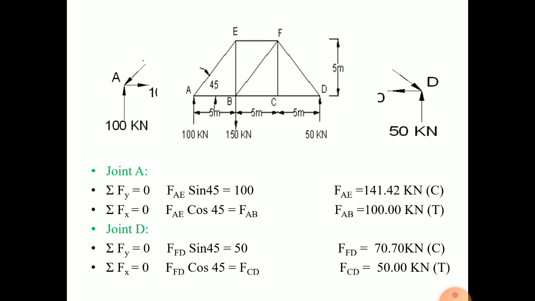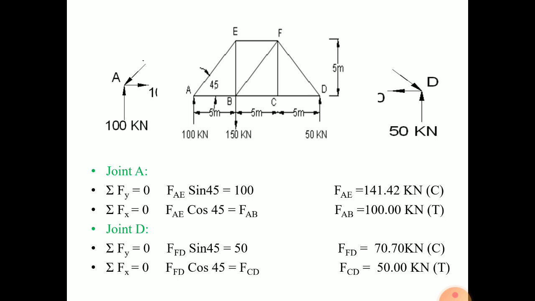First I will take joint A. Taking the sum of all the forces vertically equal to 0, we have FAF is equal to 141.42 kilonewton, which is compressive, and sigma Fx equal to 0. FAE cos 45 will be equal to FAB, that is 100 kilonewton.